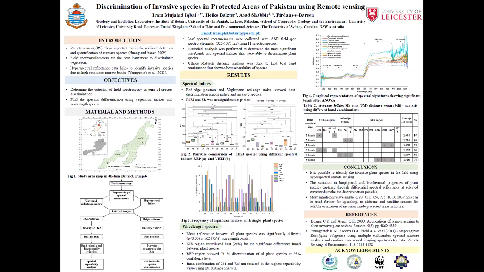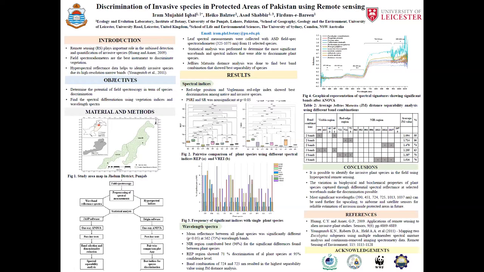The study area consists of two protected forests, Lahiri Reserve Forest and Jindi Reserve Forest, and we conducted field surveys in 2018 and 2019 to collect the spectral signatures of plant species. Almost 11 species were selected in the field, and after collecting spectral measurements, some statistical analyses were performed, and Jeffries-Matusita analysis was done to find the best discrimination bands from the data.